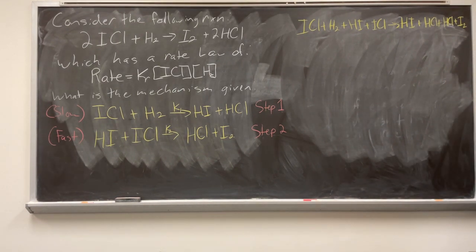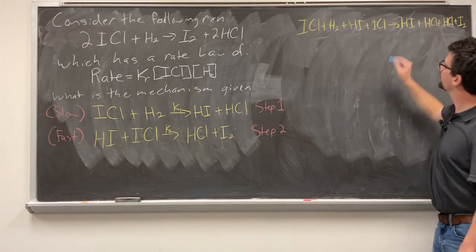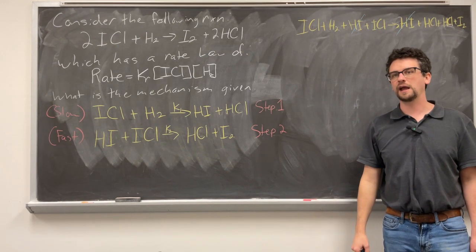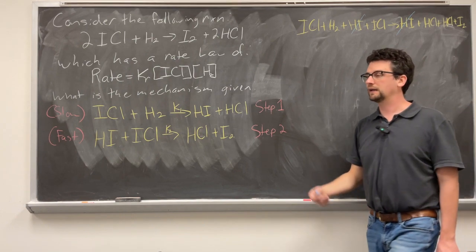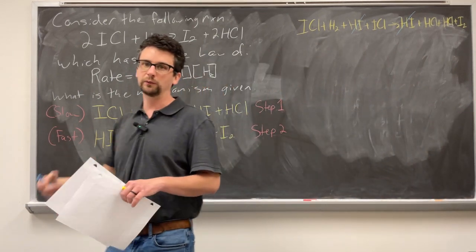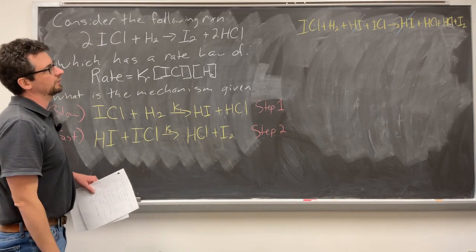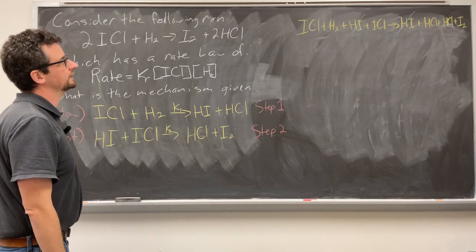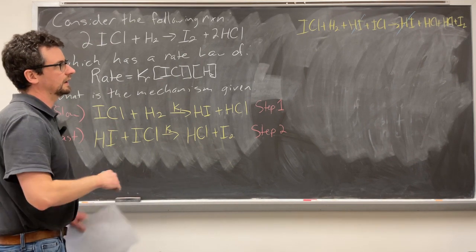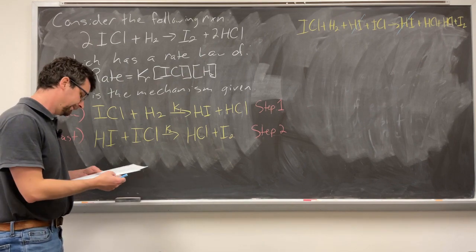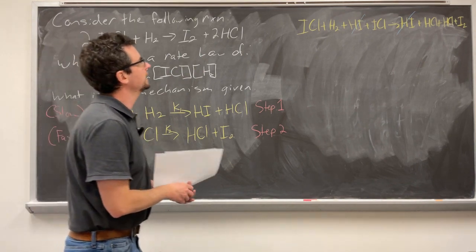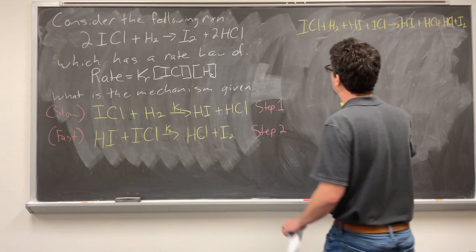Anything that appears on both the left and the right. So our HI is gone. This is going to be a reaction intermediate. It is around while the reaction is occurring, but generally it gets consumed or produced at an equal rate, gets gobbled up. Okay, so when we write everything over, let's combine like terms.